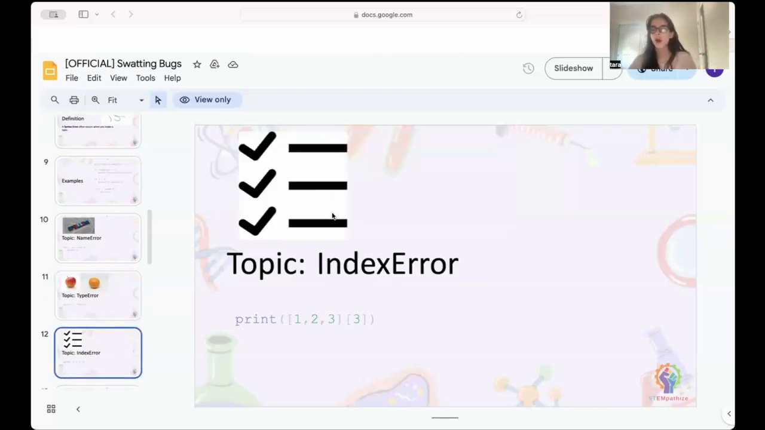Okay, and now we've got topic index error, and this is a more difficult concept to grasp because index is kind of confusing. One thing we have to remember is that in computer science, everything is zero index. So that means we start at 0, which is an unusual way to go about it, I know, but we start from 0 and then we go 0, 1, 2, 3.